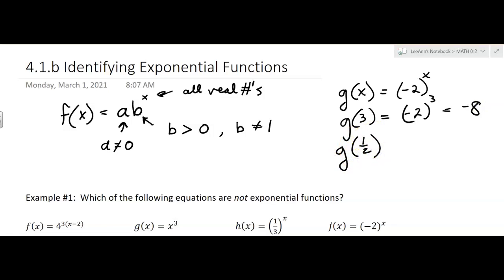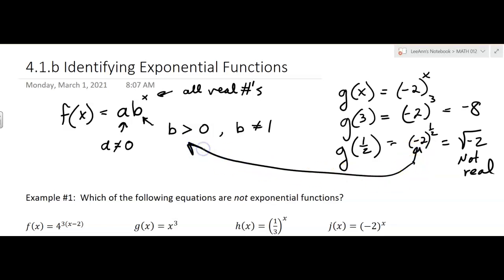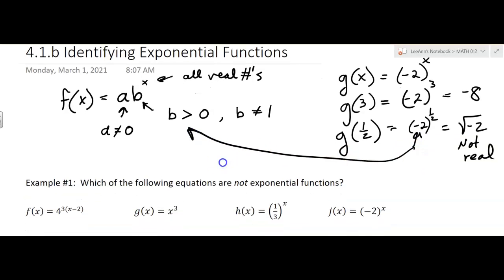Because remember we said x is all real numbers, the domain is all real numbers. Then you get -2 to the 1/2, which means the square root of -2, and this is not real. So then we run into a problem, okay? So that's why we're saying that the base, b, has to be greater than 0, okay? All right, so I just wanted to go over that kind of quickly.